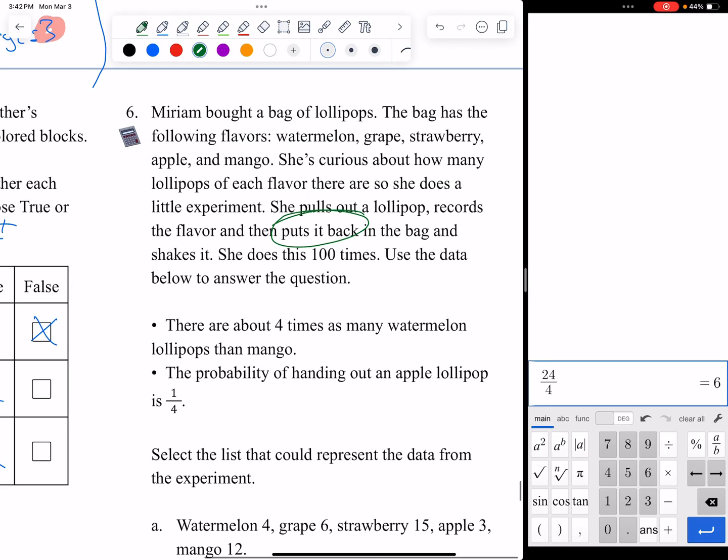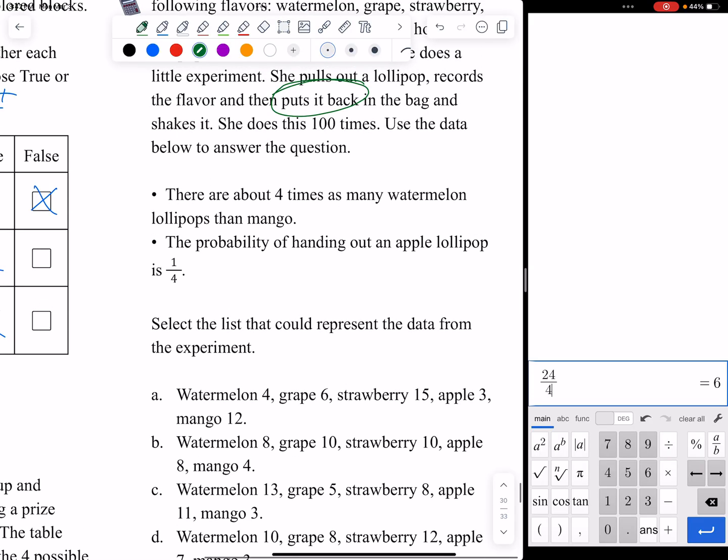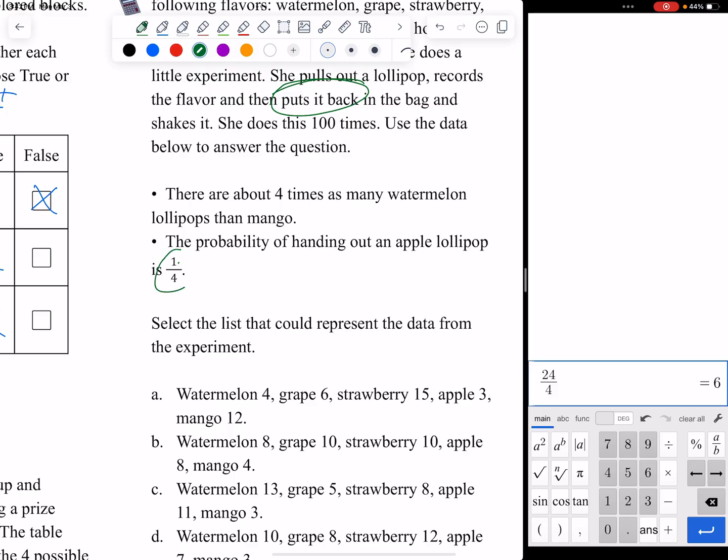There are about 4 times as many watermelon lollipops as mango. The probability of handing out an apple lollipop is 1/4. Select the list that could represent the data from the experiment. Okay, so I'm going to do the second one first because I like this fraction, and you'll see why in a little bit.